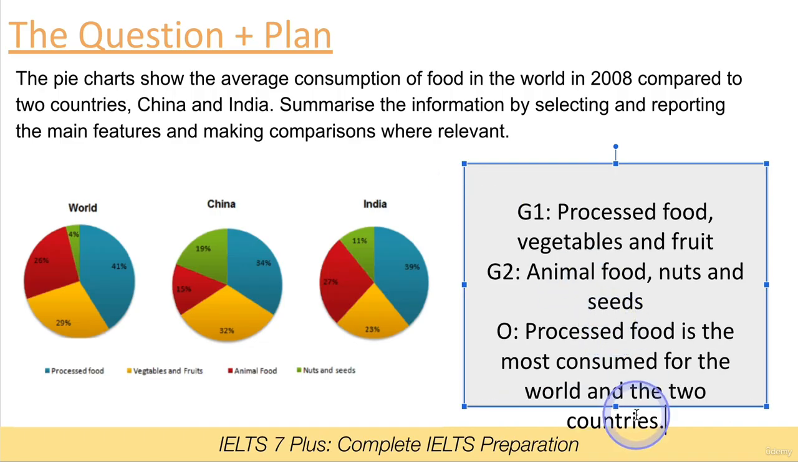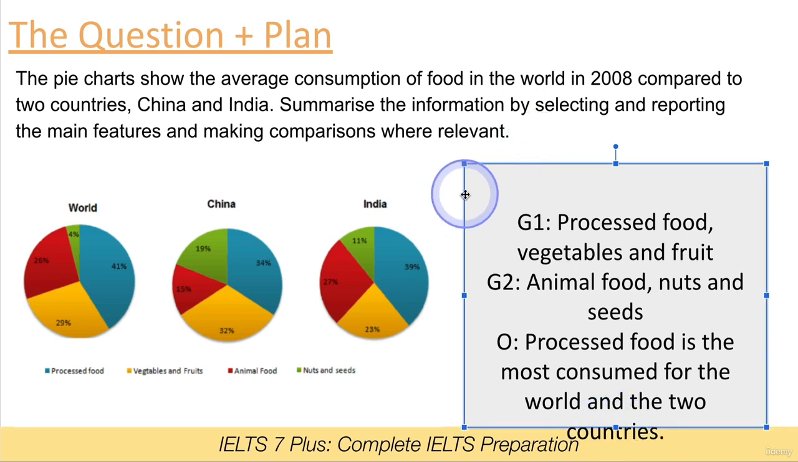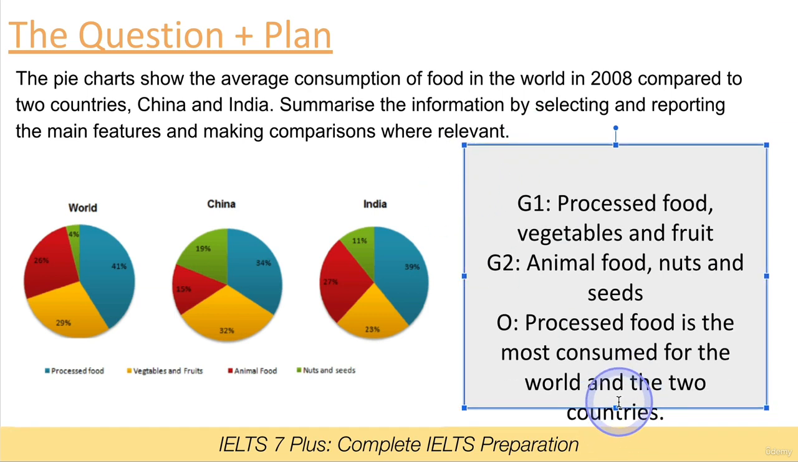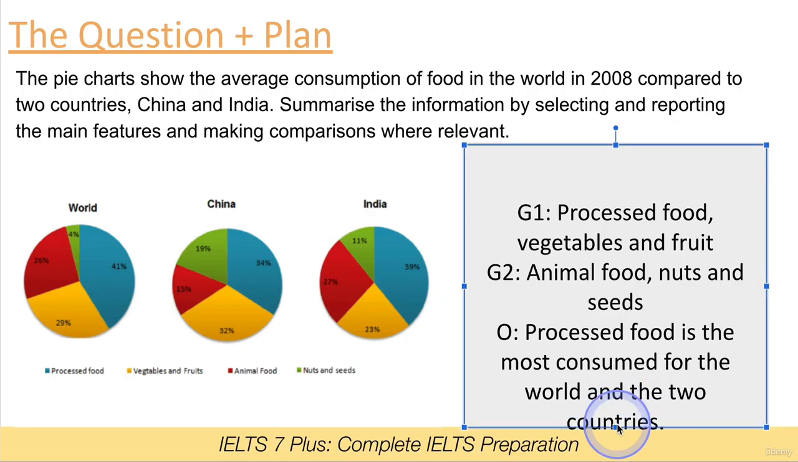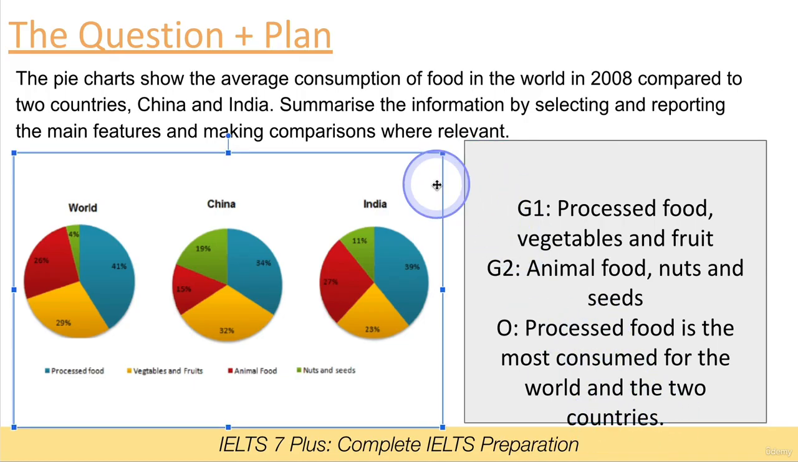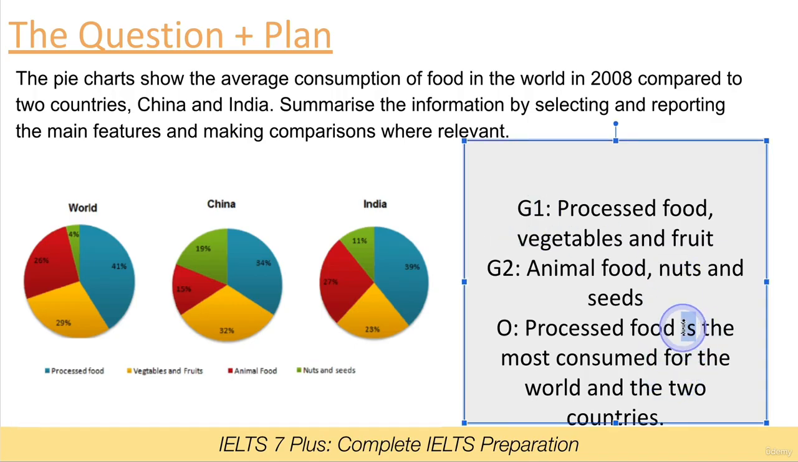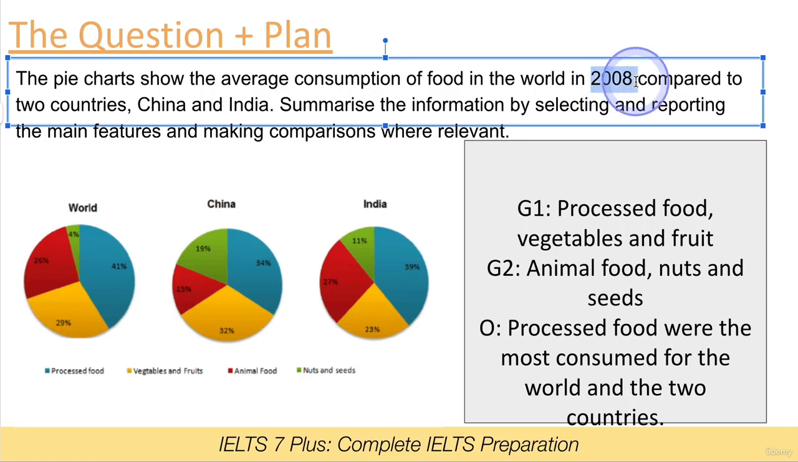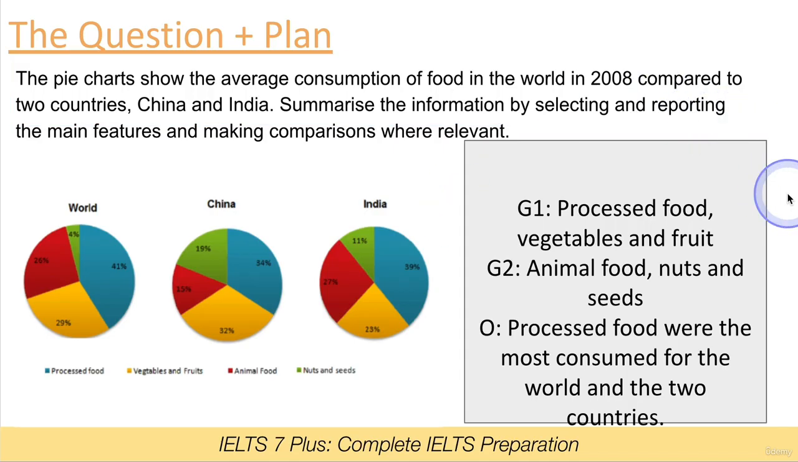Something along these lines. And in our overview, I'll show you when we do the write-up, you can always put something that goes against that trend as well. So you might say processed food is the most consumed, while nuts and seeds are the least, maybe. Actually, good point to note, this is all in 2008, so we're going to be using past tense for this. That's important as well. Something that I'll be checking and editing myself for.